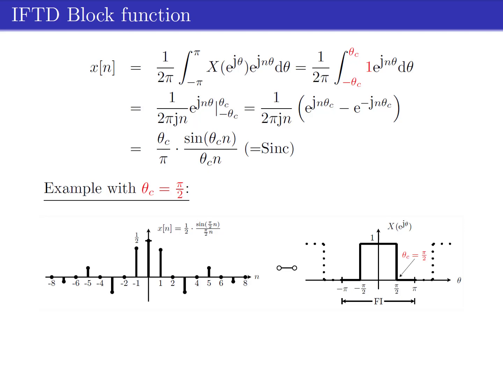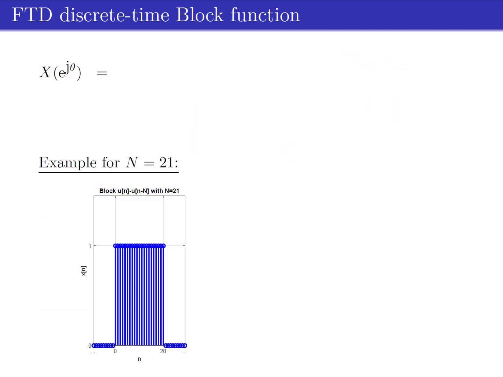The reason that this function is infinitely long is caused by the fact that the frequency function X(e to the power j theta) has an infinitely steep drop for theta is plus and minus theta c. The plot gives an example of a discrete-time block function of length, capital letter N is 21, which is equal to 1 for time indices n is 0 up to n is 20.